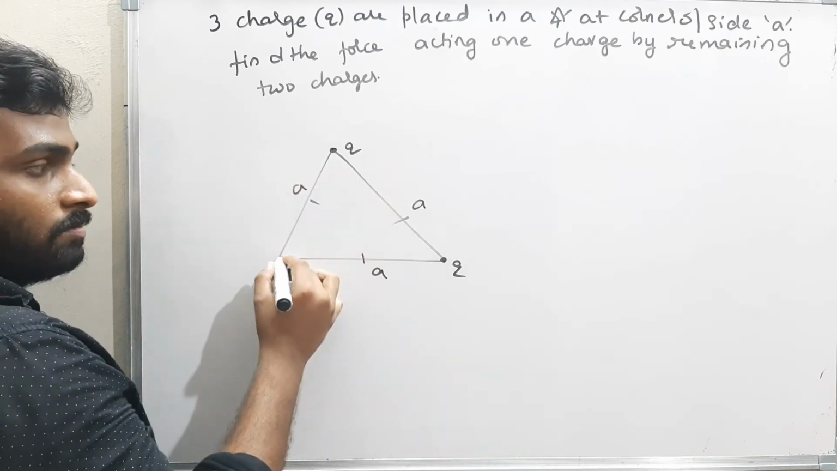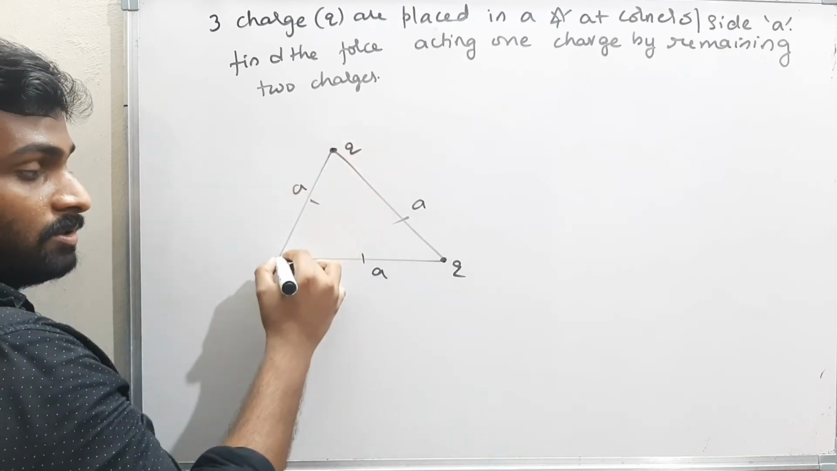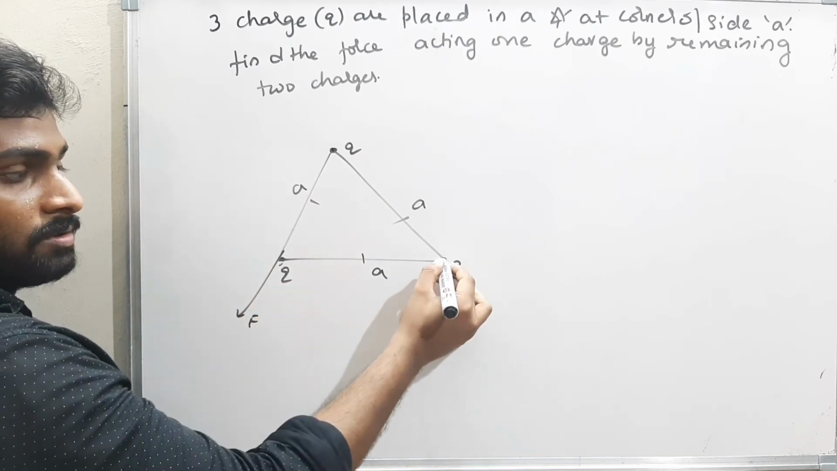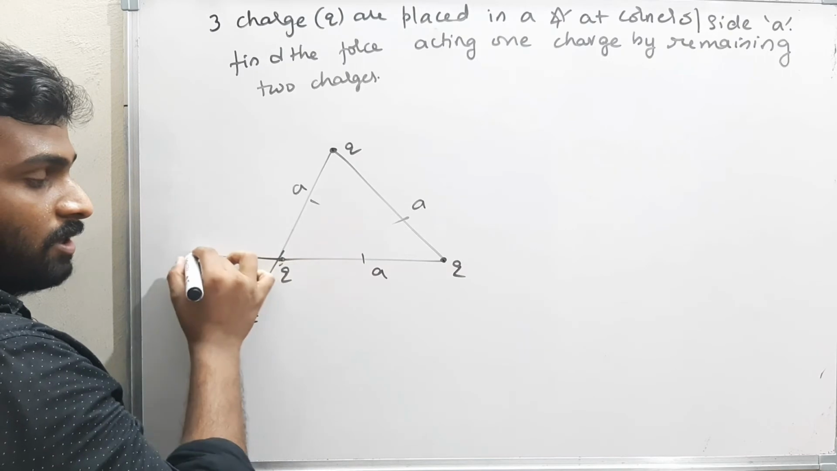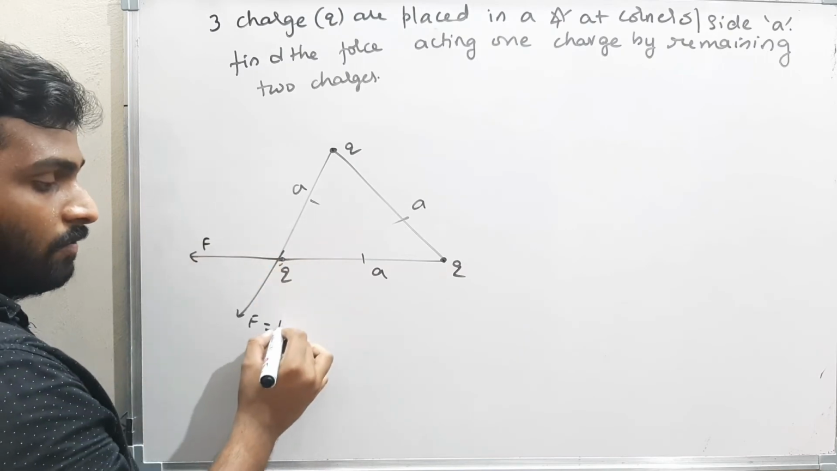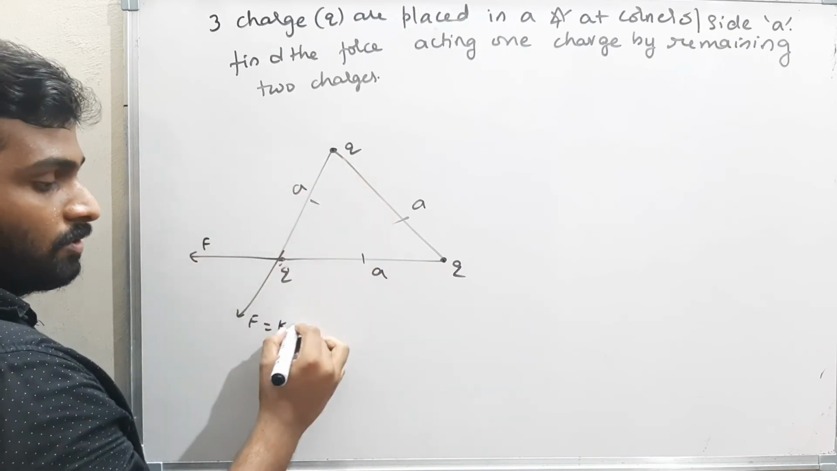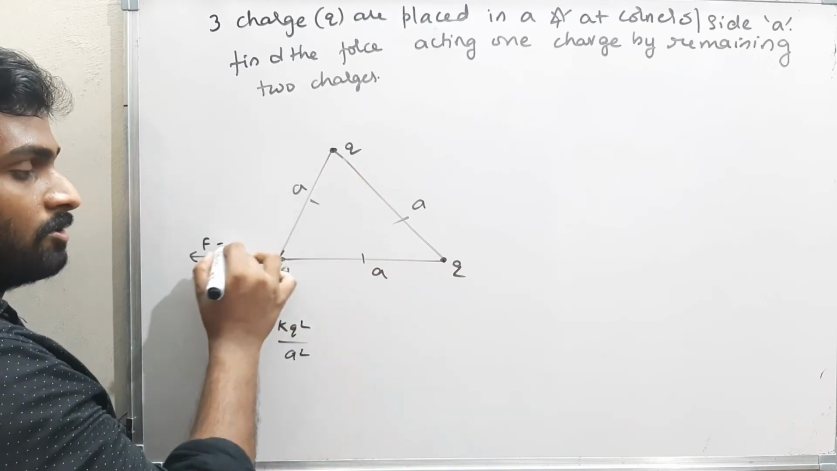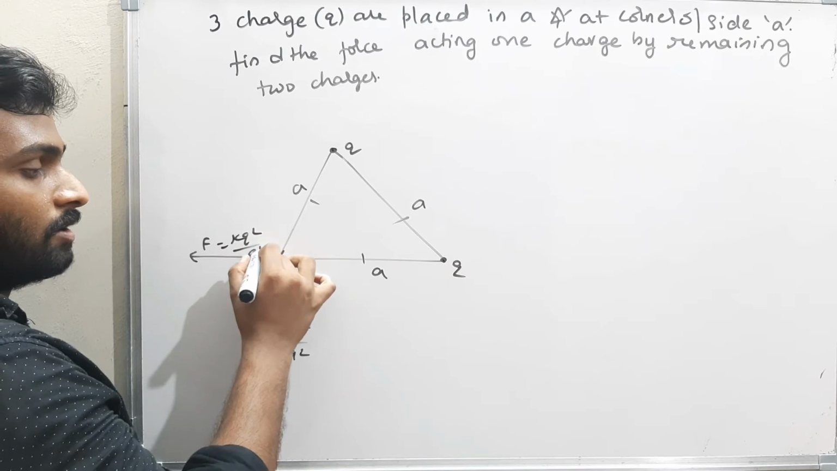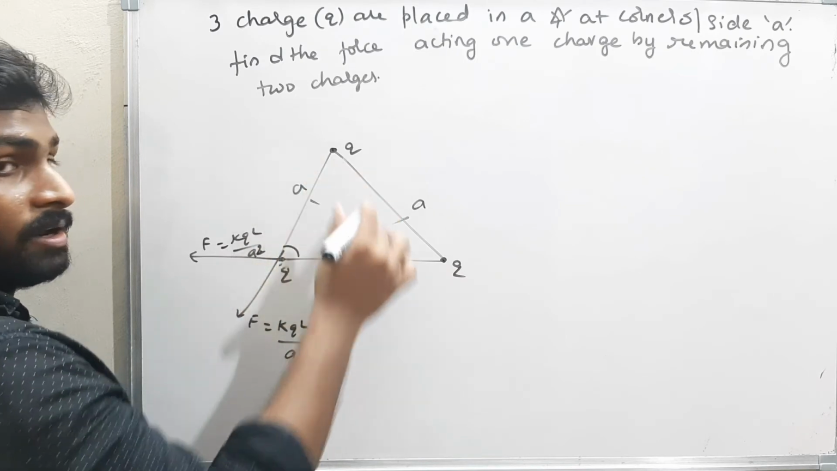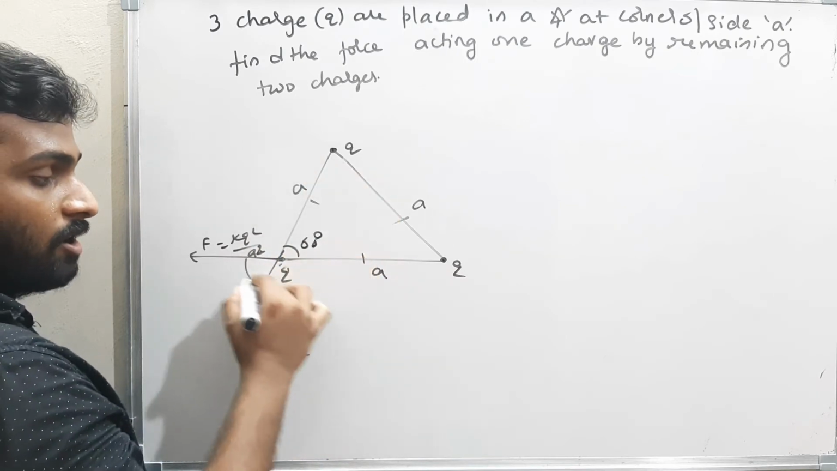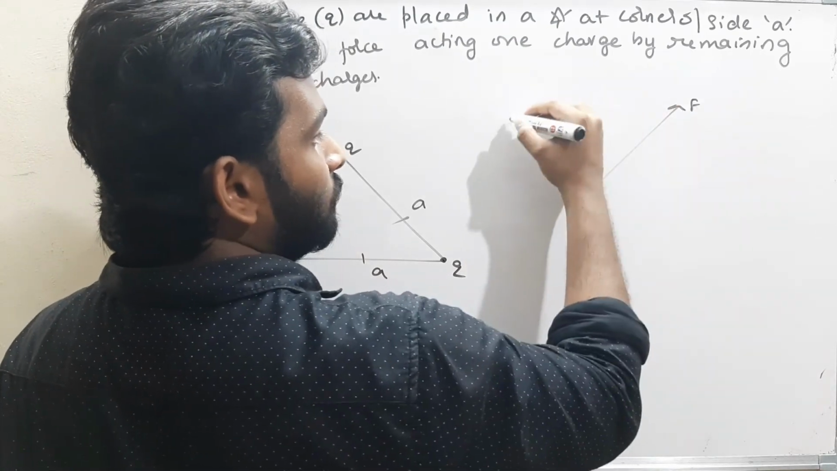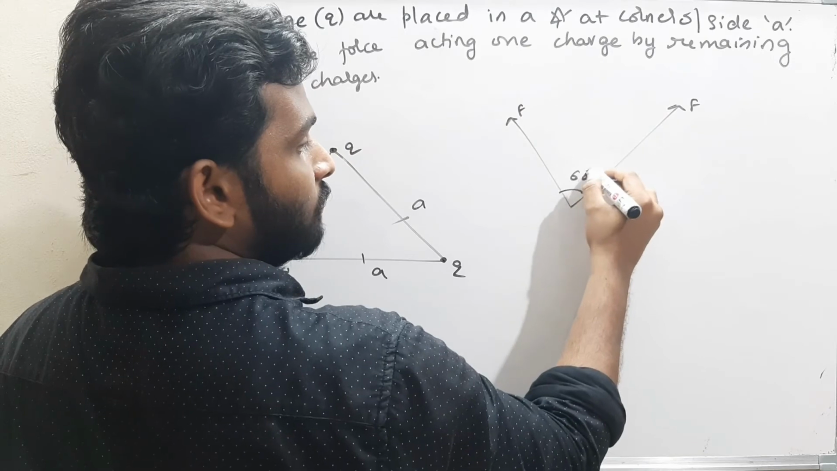Now, the force by this charge on this charge will be in this direction. Therefore, this is F. And the force by this charge on this charge will be in this direction. That is F. What is the value of F? K Q into Q is Q square by what is the distance? That is A square. Same this one also, K Q square by A square. Now this is an equilateral triangle, right? Therefore, the angle is 60 degrees. Therefore, this angle also is 60 degrees. Therefore, it is nothing but in this form. F is making some angle, 60 degrees.